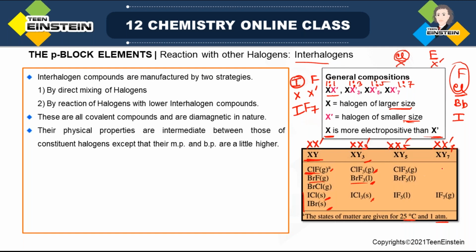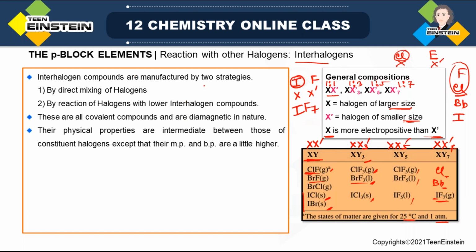Okay. Next type we have ClF5, BrF5, IF5, gaseous, liquid, liquid, and XY7. Only one example is there, IF7. Now, if you are thinking why not other examples are present, for example, why not ClF7 or BrF7? Now, you have to understand one thing. When it is Cl or Br, compared to iodine, here size is small. So, it is difficult for Cl or Br to accommodate 7 fluorine atoms surrounding it. But when it is iodine, there is enough space. So, that is why 7 fluorine can be accommodated. Okay.